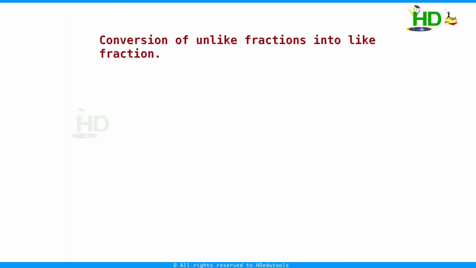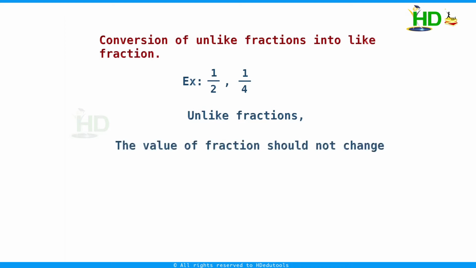Conversion of unlike fractions into like fractions. Consider the fractions 1 by 2 and 1 by 4. Now these fractions 1 by 2 and 1 by 4 are unlike fractions since they are having different denominators. To convert them into like fractions, we have to make the denominators equal, but the value of the fraction should not change. To make the denominators equal, we have to convert either 2 into 4 or 4 into 2.